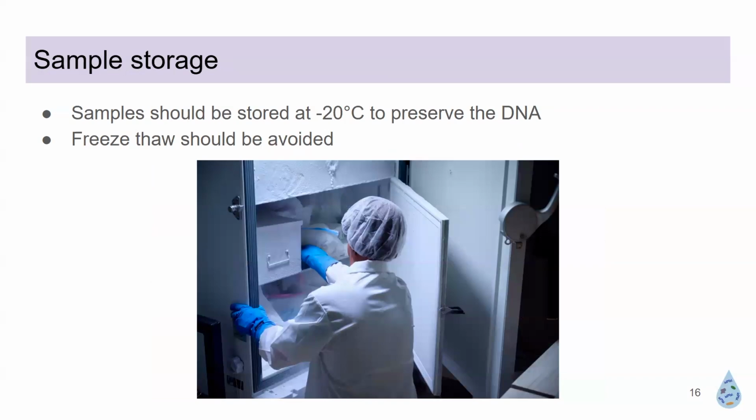Then once you're done filtering, you're gonna store your filters before extraction. And these sample storage suggestions go for all points of the sample processing, so filters as well as DNA extracts. Samples should be stored at -20 degrees Celsius to preserve the DNA, and freeze thaw should be avoided. This is when you're taking the samples in and out of the freezer. Both of these things are done, again, to preserve the DNA and prevent degradation of that sample.